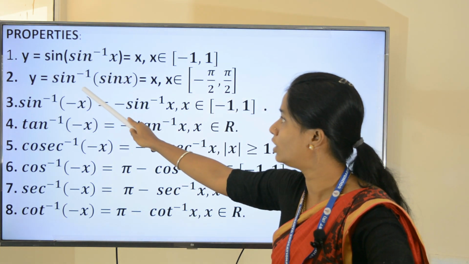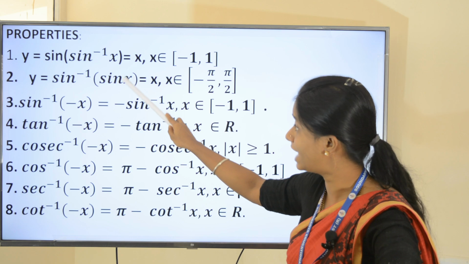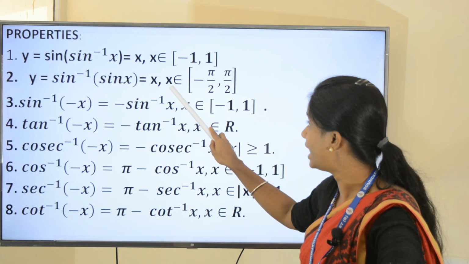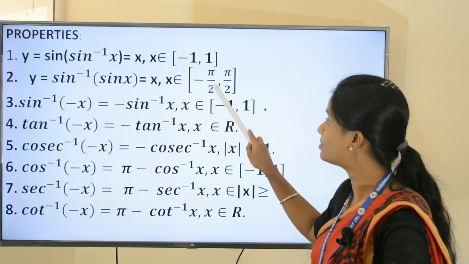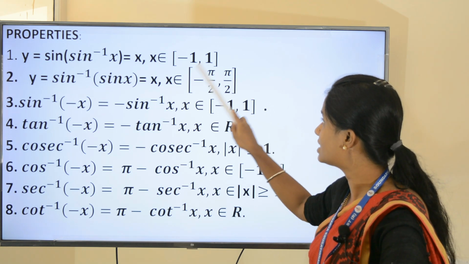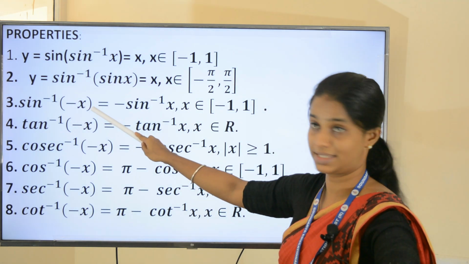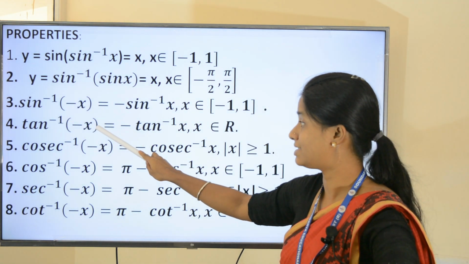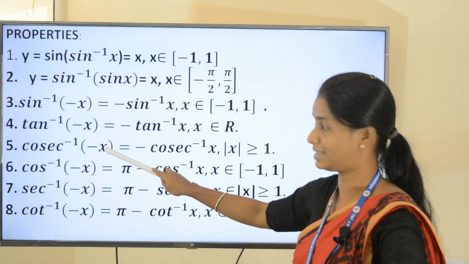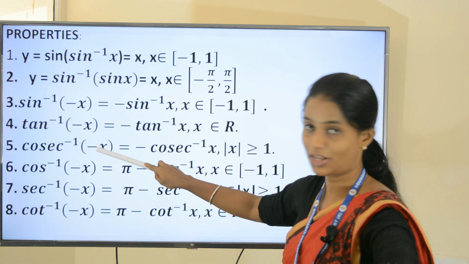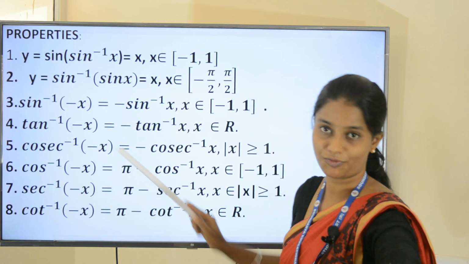Next, y is equal to sine inverse of sine x, where x will be an angle, so that x belongs to the closed interval minus pi by 2 comma pi by 2. This is the principal value branch, isn't it? Then sine inverse of minus x, tan inverse of minus x and cosecant inverse of minus x. Here these three will be one group and the other three will be another group, students.